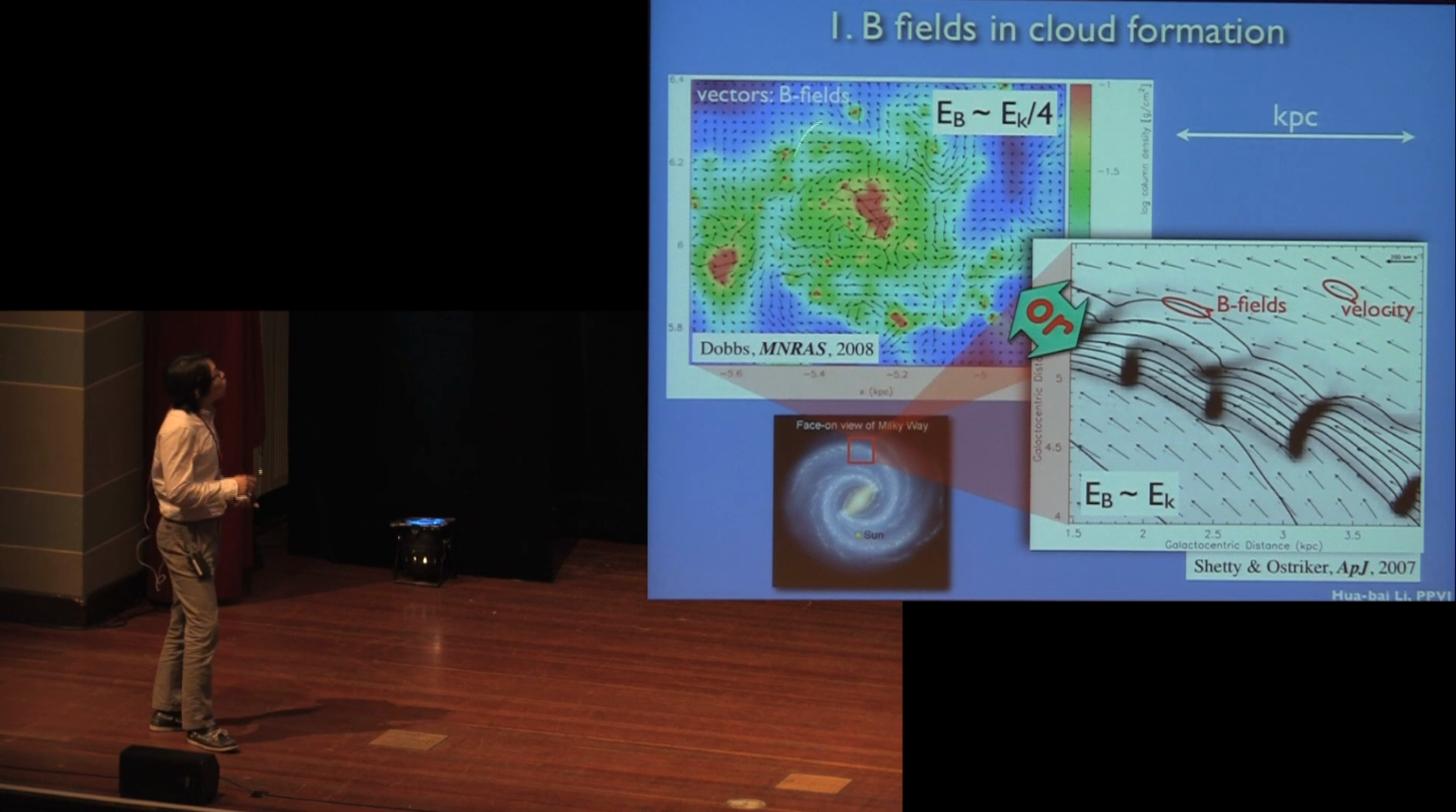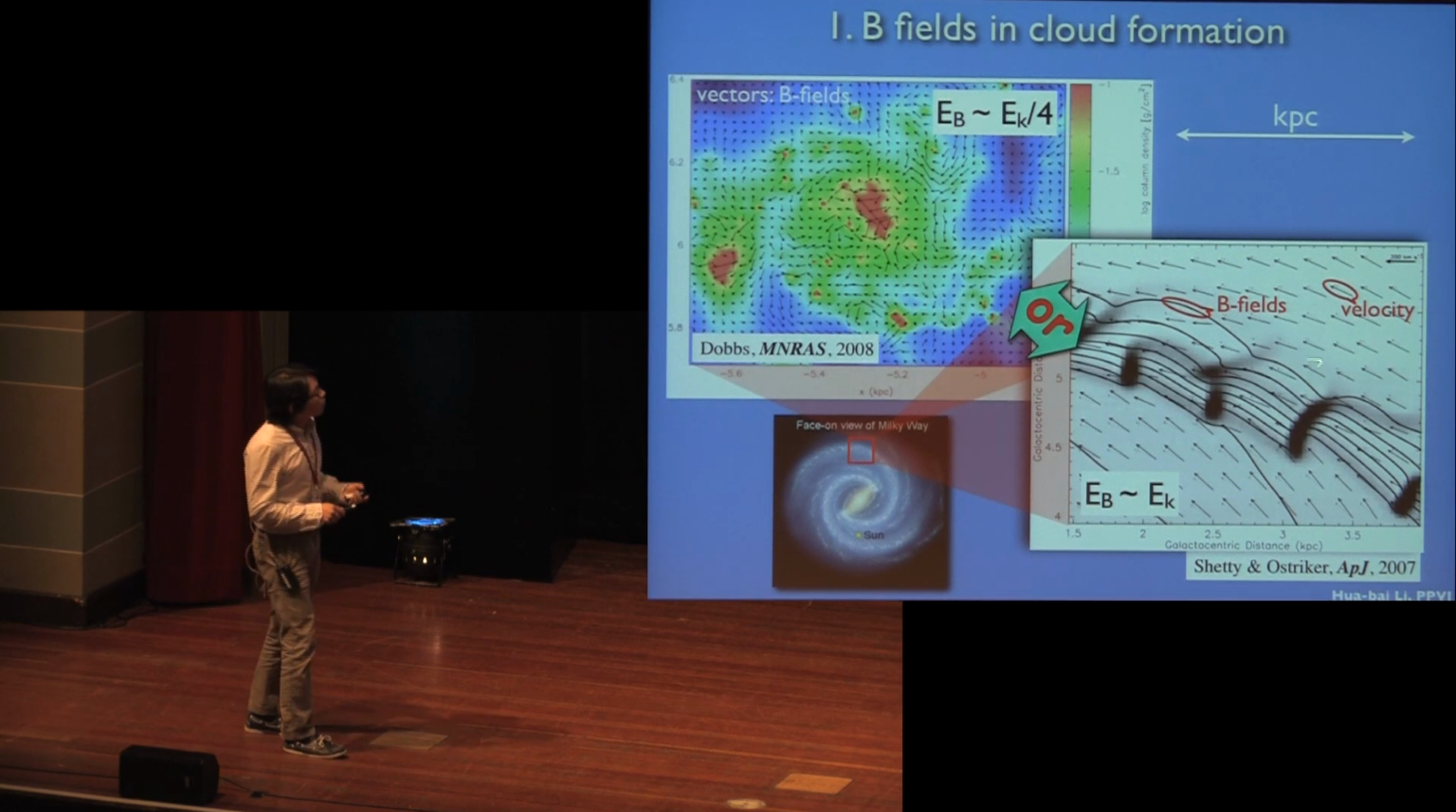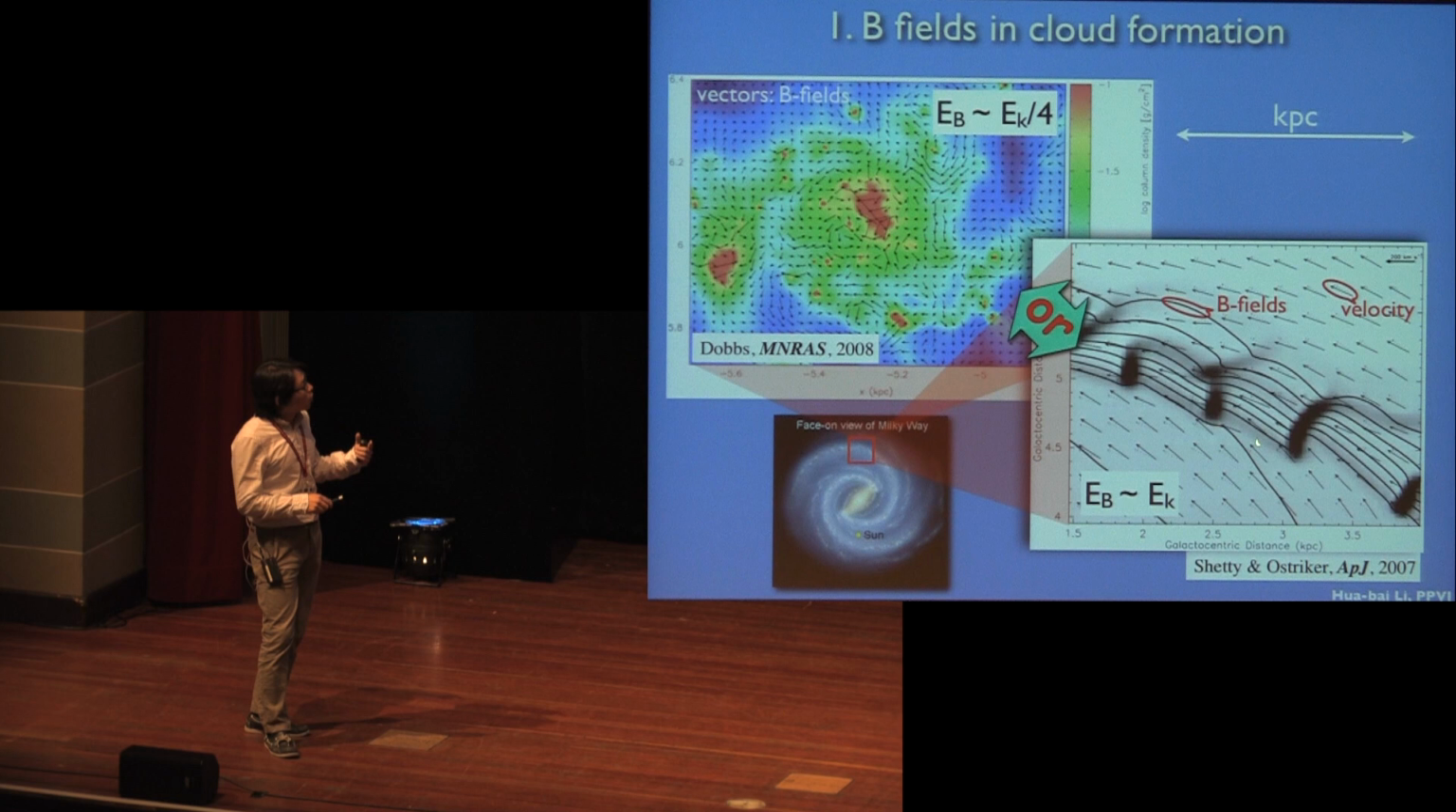For example, at the cloud formation scale, if you assume the B field energy is significantly lower than the kinetic energy, and this is the result, you will find that the B field morphology pretty much follows the cloud rotation, and is random. On the other hand, if you assume the two energies are comparable, then the magnetic field tension will stop or hinder the cloud rotation, such that the field inside the molecular cloud is only twisted a little bit from the orientation of your spiral arm.